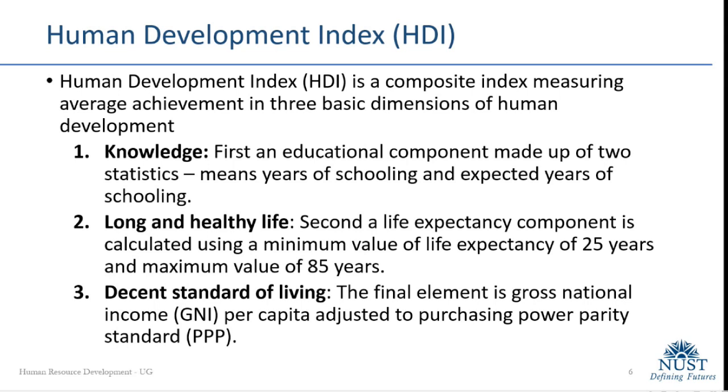Long and healthy life is calculated using a minimum value of life expectancy of 25 years and a maximum value of 85 years. This is also important to remember when we are trying to compare the evolution of HDI over a period of time, because this minimum and maximum value has changed over the years. A few decades ago, in some countries, the maximum value of life expectancy was 35-40 years.